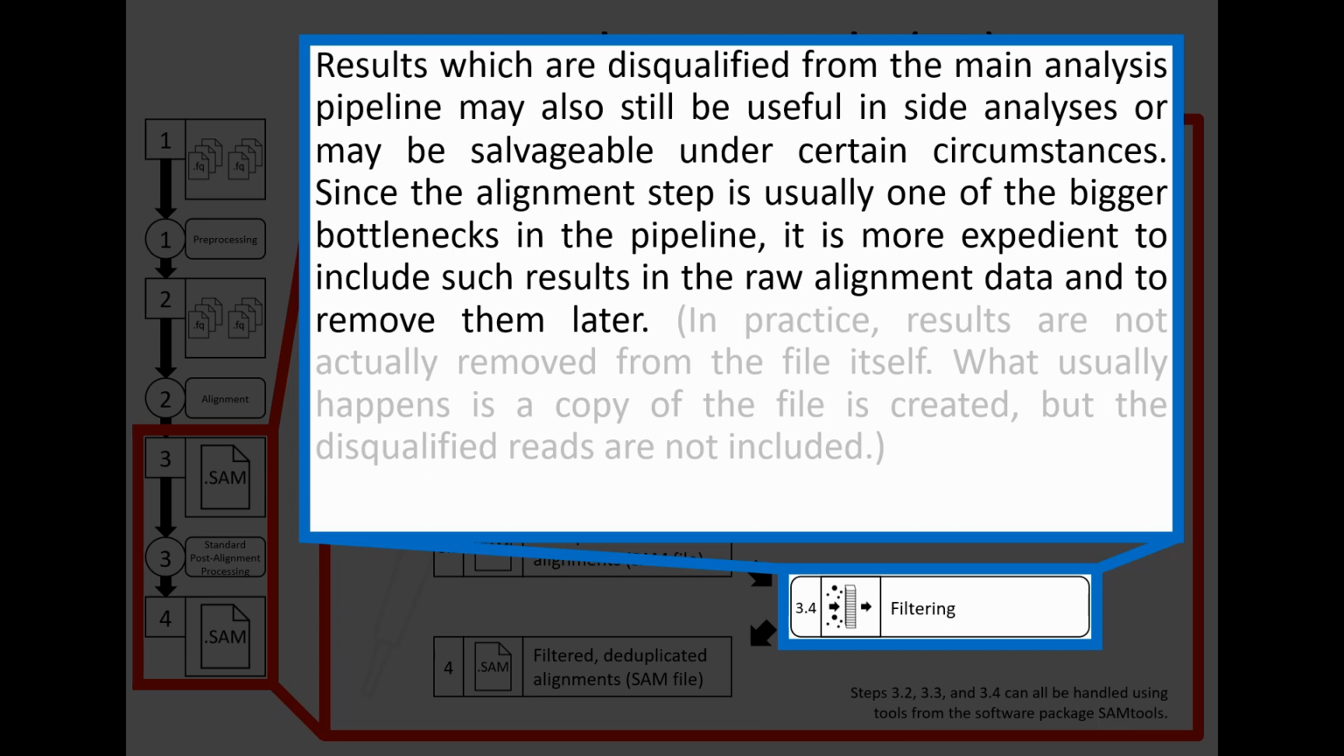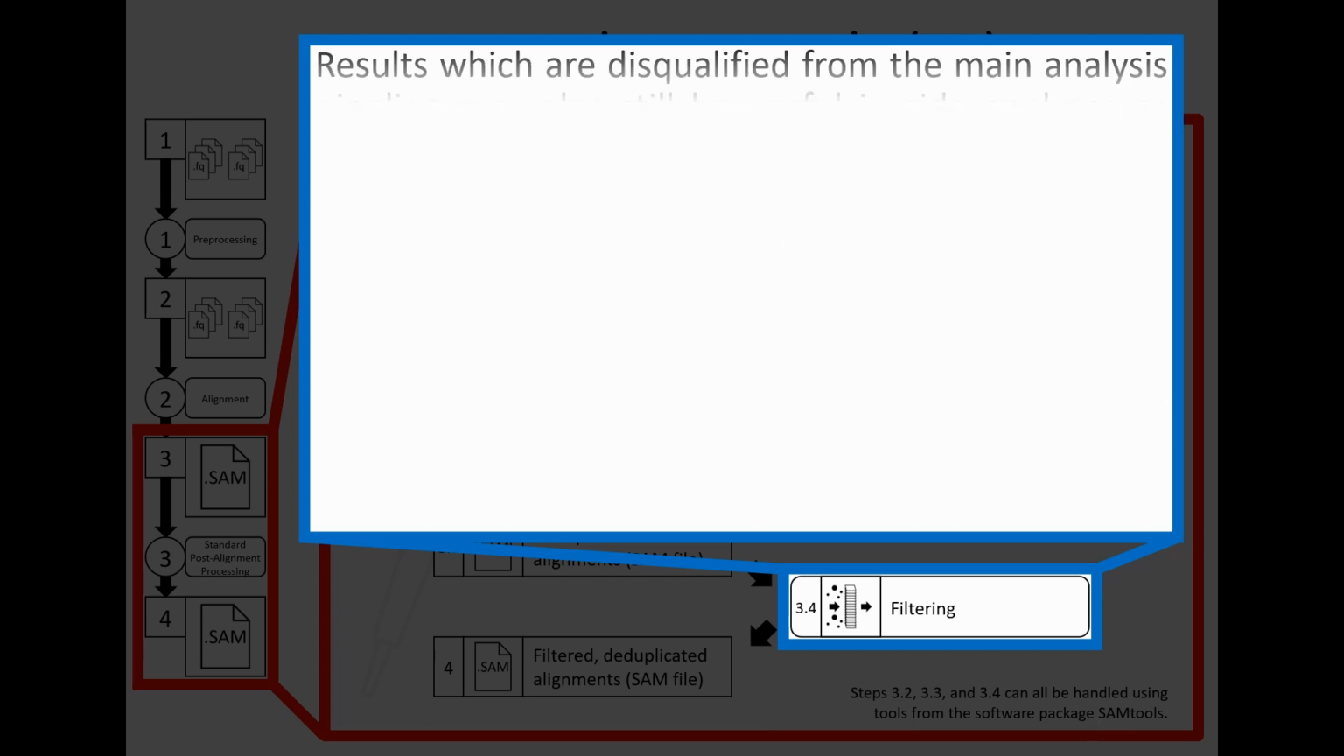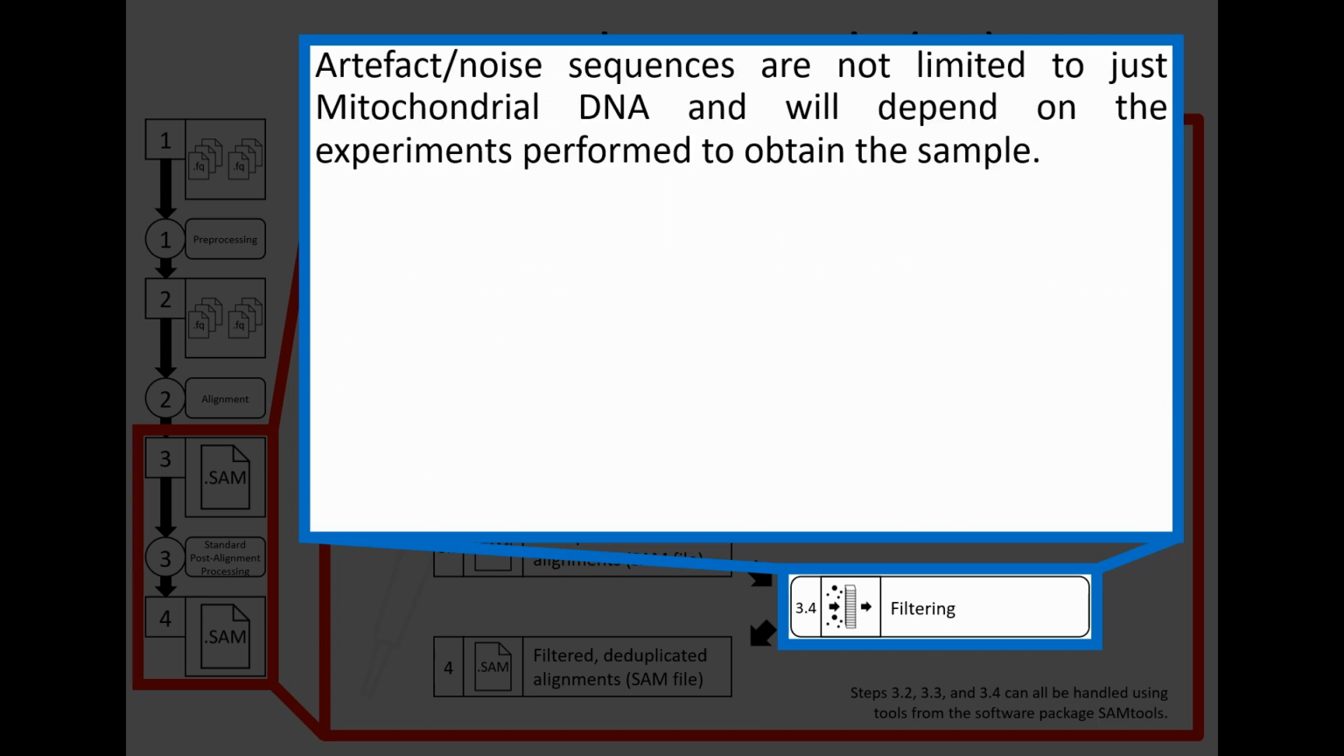Also, while I use the word removal to describe the filtration process, what usually actually happens is that a copy of the file being filtered is created. In the copy, the disqualified alignments are not included. However, the original unfiltered results are still present in the original file, which has not been altered. Therefore, it is relatively easy to backtrack if you regret removing certain results, and you don't need to perform the time-consuming alignment process again.